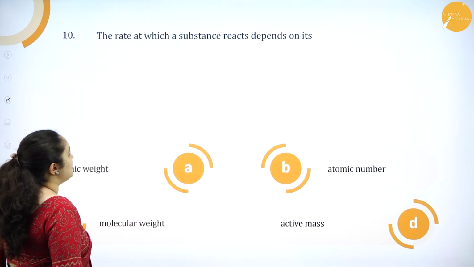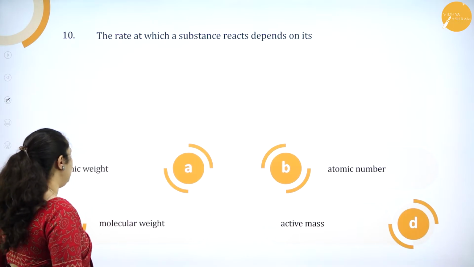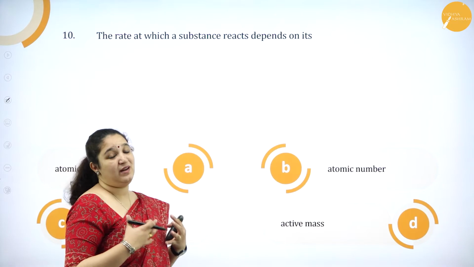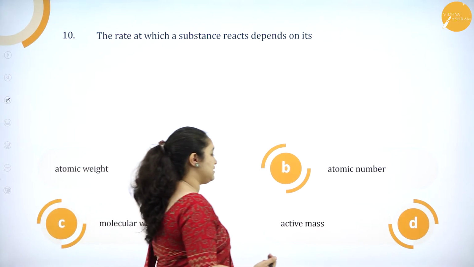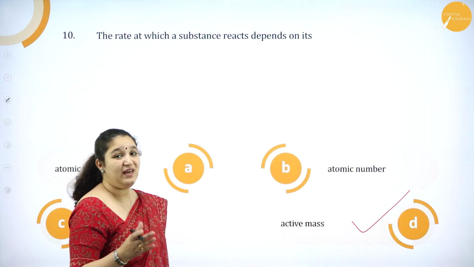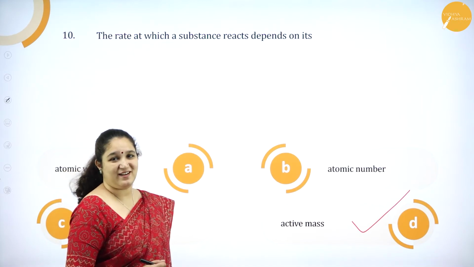The rate at which the substance reacts depends on its atomic weight, atomic number, molecular weight, active mass. The rate at which the reactants will react depends on its active mass. It is the law of mass action. Correct? It depends on the active mass of the reactants. So option D is the correct answer.